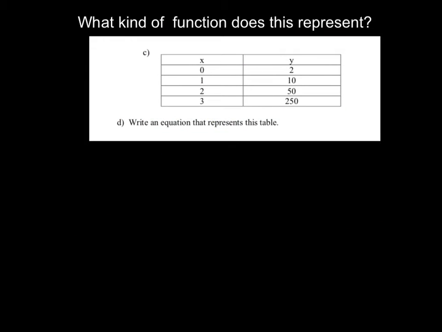In our second example, we're taking a look at the y values here. To go from 2 to 10, you either add 8 or multiply by 5. To go from 10 to 50, you obviously don't add 8, you multiply by 5. And of course, 50 times 5 is 250, so we have another multiplied by 5. So this function is an exponential function because we are changing by a constant multiplier.